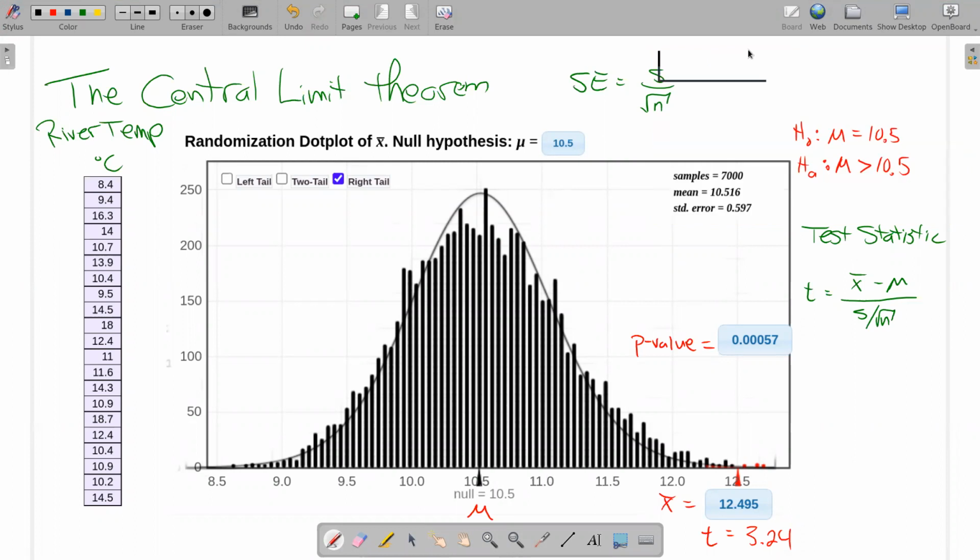Central limit theorem is the big idea. We've been working on that for a couple of weeks, and now we dig into some formulas that predict the center and spread of a distribution of sample means, or a distribution of sample proportions. We're going to look at means right now.